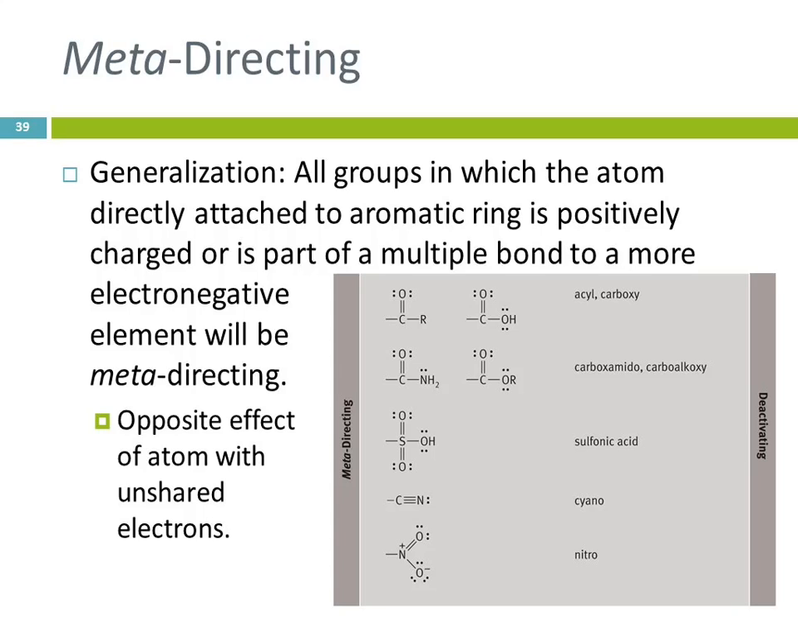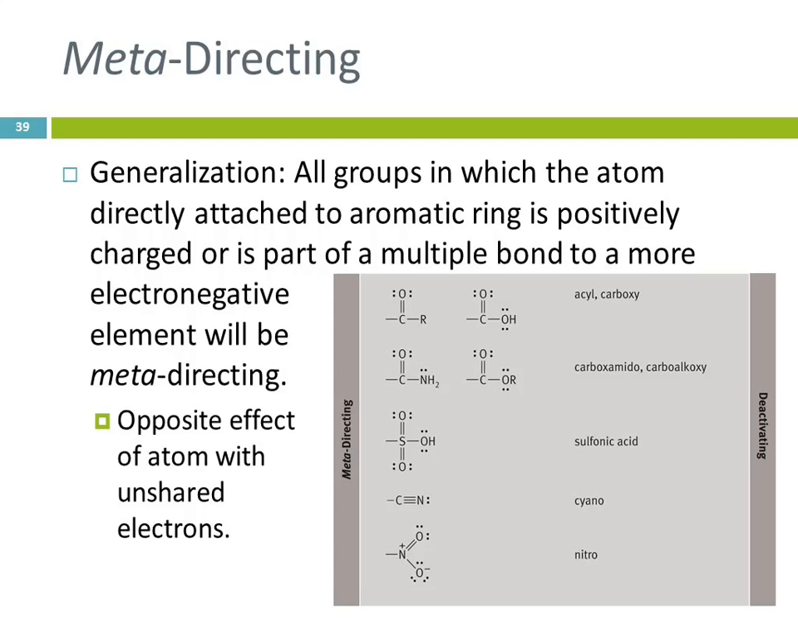Any questions? Can you say that again? Yeah. So the meta-directors, what they have in common is that there will be multiple bonds to an electronegative element. So here we have double bonds to oxygen, here double bond to oxygen, here double bond to oxygen. This is a triple bond to nitrogen, which is more electronegative than carbon, and this one has a double bond to oxygen. Those are the meta-directors.